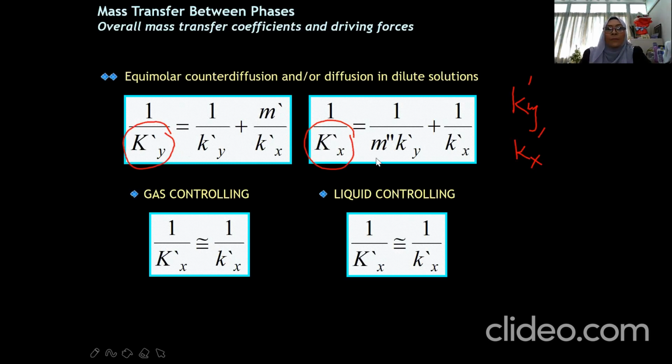If, in the question or in any situation you will face in the future as an engineer, you want to assume it to be a gas controlling process, you will take 1 over K prime X to be approximately the same as 1 over the small k prime X. So if it's mentioned anywhere, or you want to assume that it's gas controlling, K prime X, which is the overall mass transfer coefficient, is the same as the film mass transfer coefficient for both gas and liquid controlling. Okay, let's go to the next slide.